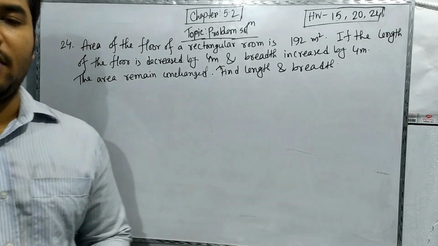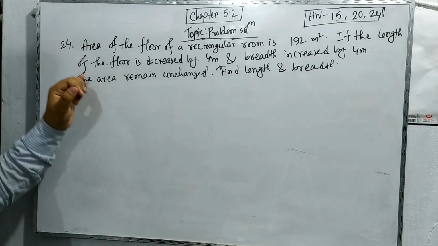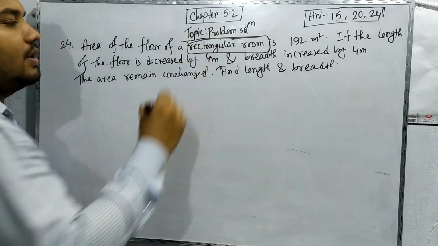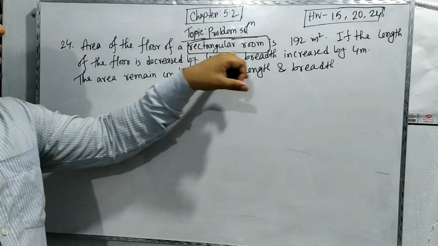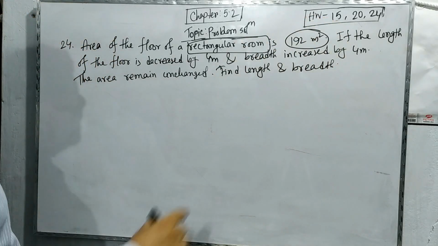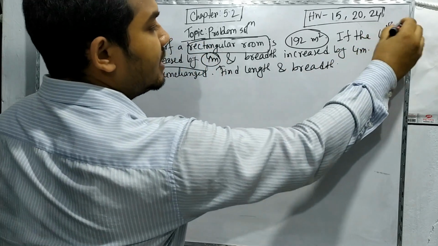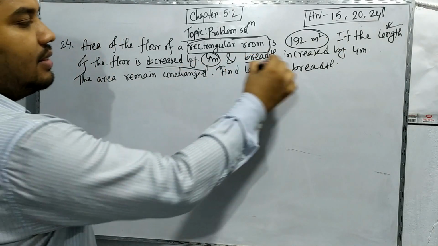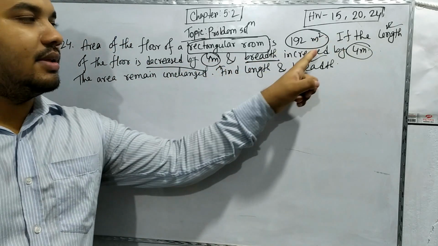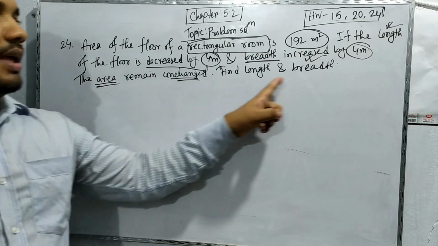Hello dear students, how are you all? Here this is our last math, and this last math is talking about a rectangular room, and the area is 192 meter square. If the length is decreased by 4 meters and the breadth is increased by 4 meters, then the area remains unchanged. Find the length and breadth.